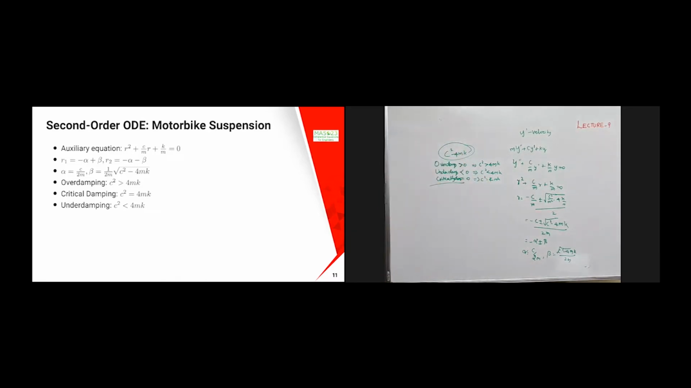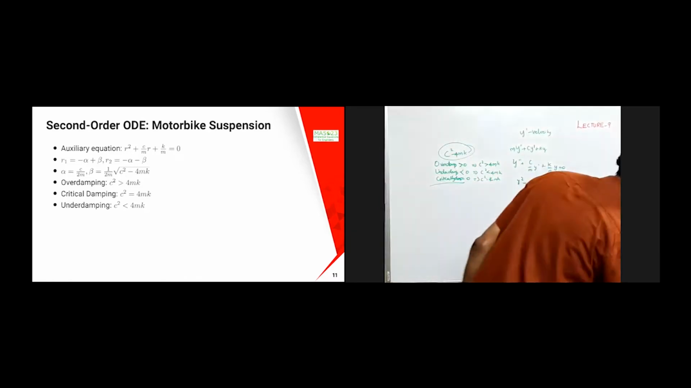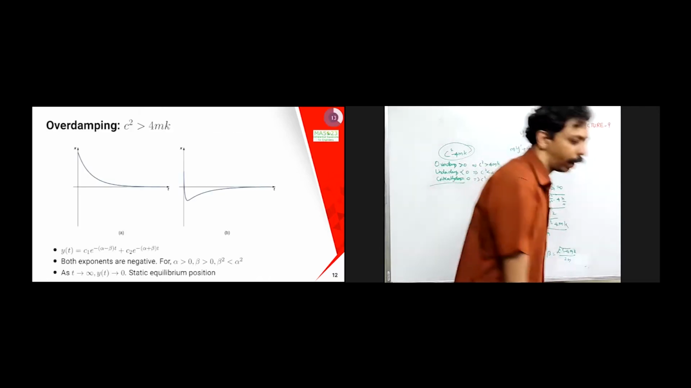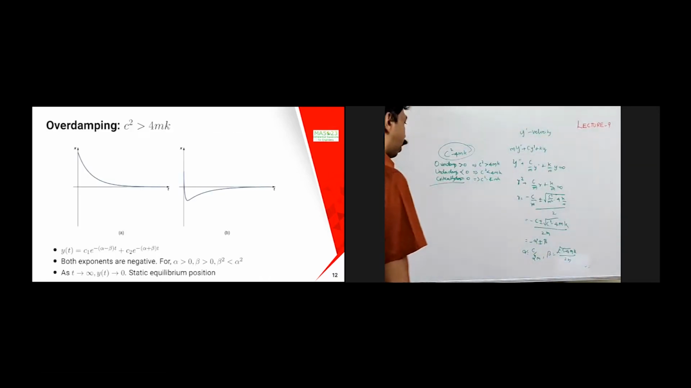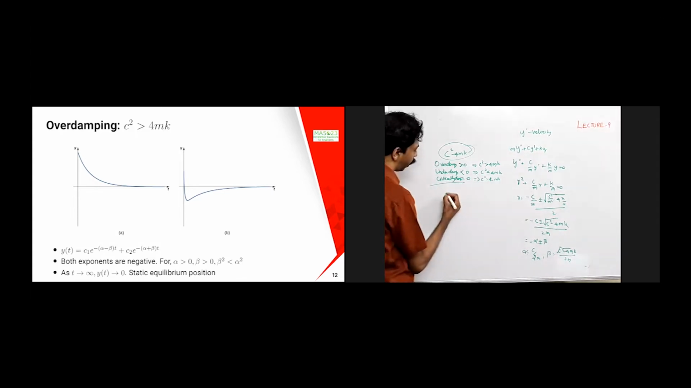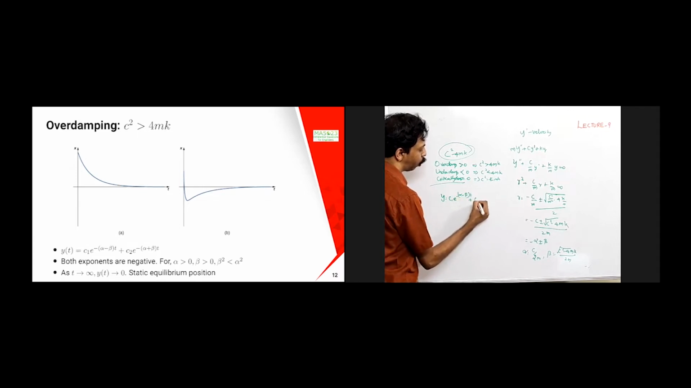By pictorial representation, overdamping. What is the meaning of overdamping here? If c square is greater than 4mk, your roots are going to be real and distinct. Therefore, I can write the equation as follows: y equals c1 e power minus (alpha minus beta) t, plus c2 into e power minus (alpha plus beta) t.